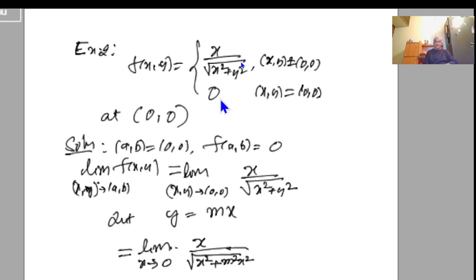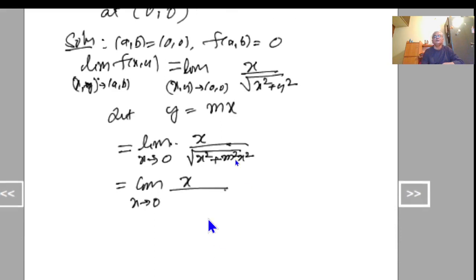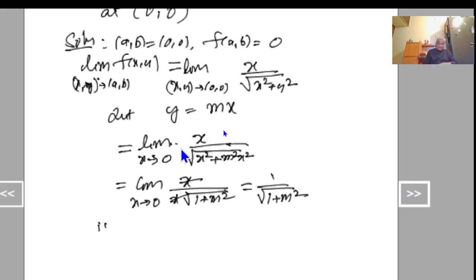So this is equal to limit x tends to 0 of x divided by... Here we can take x square as a common factor and write it outside, so this becomes x into root of 1 plus m square. So here x gets cancelled. This is equal to 1 by root of 1 plus m square. Again, this is not unique.